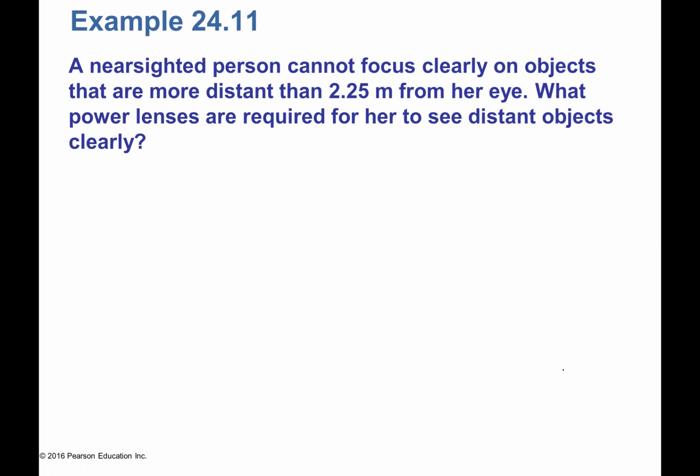All right, one more example. A nearsighted person cannot focus clearly on objects that are more distant than 2.25 meters from her eye. What power lenses are required for her to see distant objects clearly? Here we're solving for the power of the lens. Remember, power equals 1 over f, so I need to find the focal length of this lens.